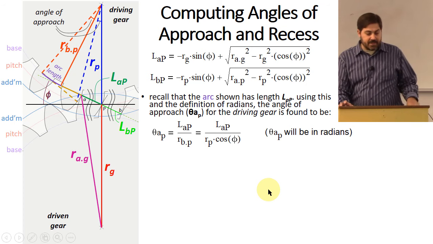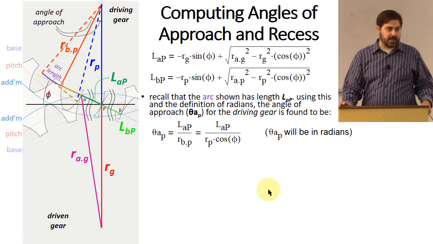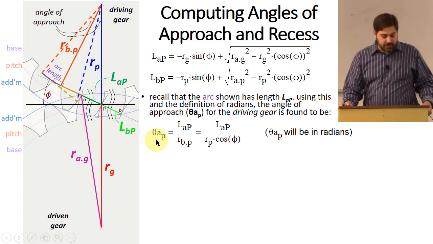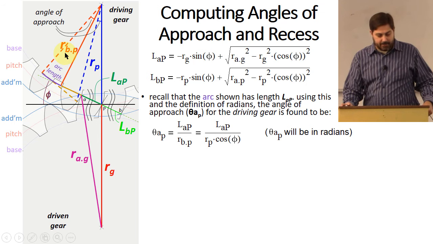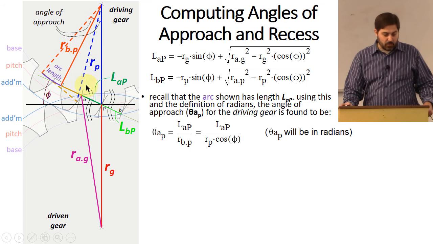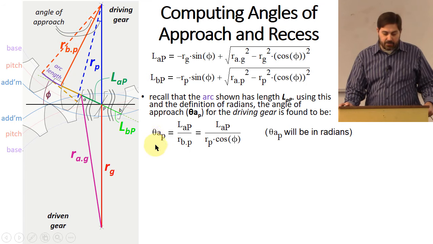This is what I was trying to get to. How do we get to these angles of approach and angles of recess? Right? All you got to do is take that little bit of line, it's the same as this arc length right here, and divide it by the radius value to the center. That will give you the angle in radians.